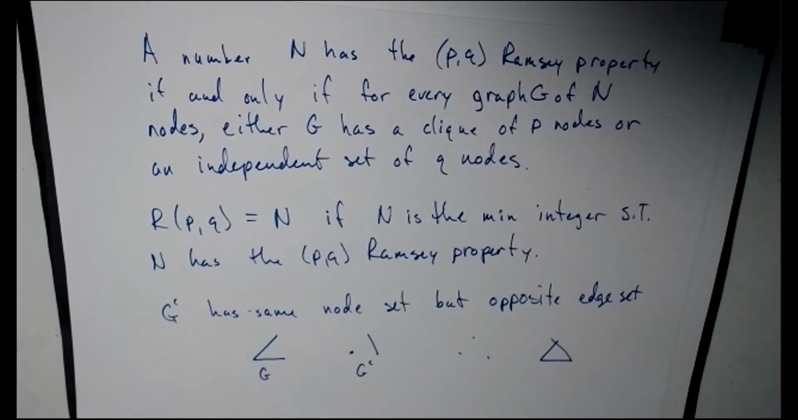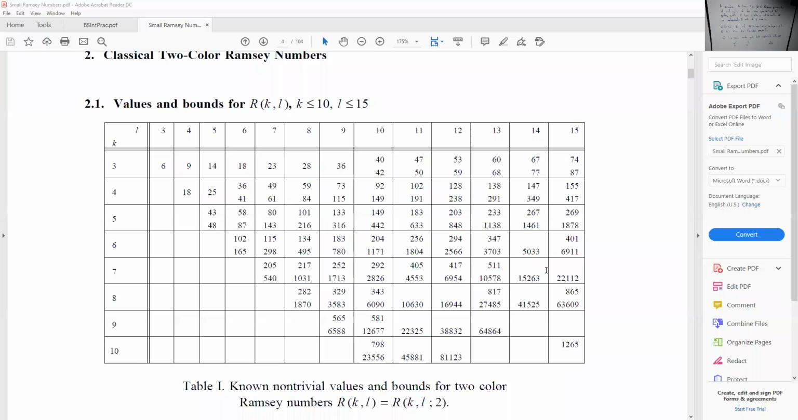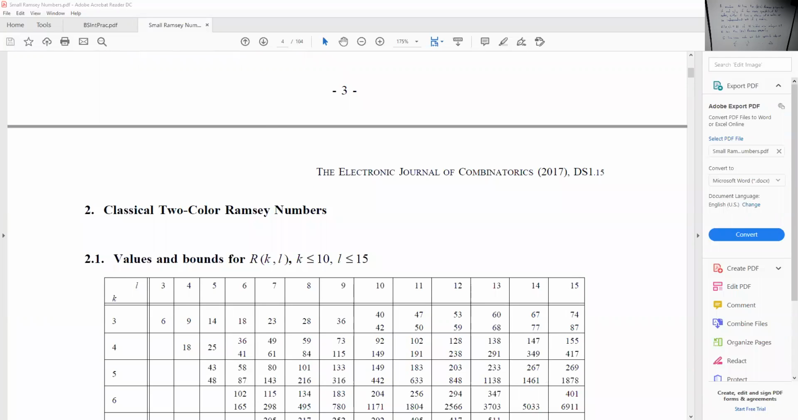Let me see if I can share my screen with you and show you. It's this paper here, which I've flipped ahead to page 4. Let me get to the top real quick.